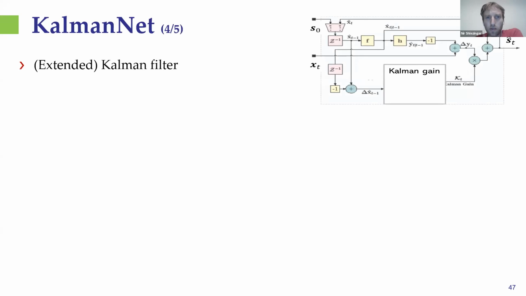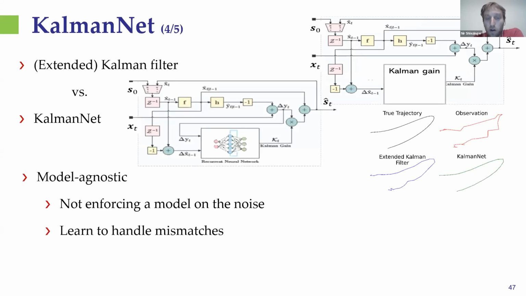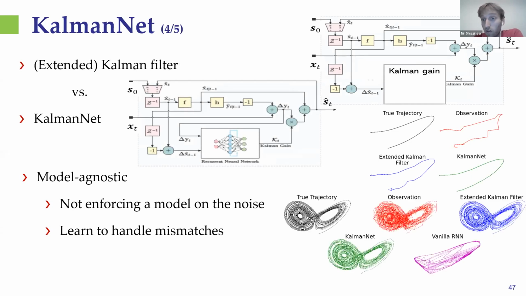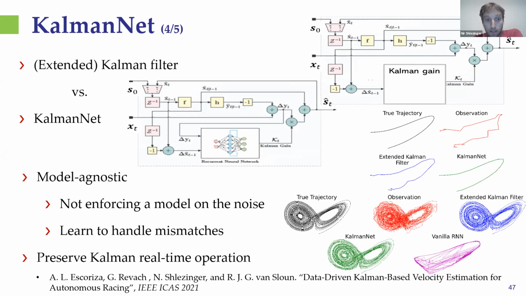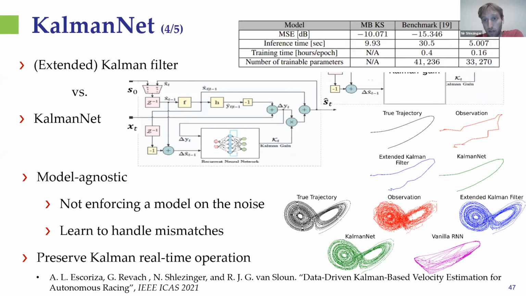Now, why is it so good? If you're comparing, let's say, the extended Kalman filter to the KalmanNet, we know that the latter is model agnostic. It does not require imposing any model of the noise, and it can learn from data to cope with mismatches. And it also preserves the real-time operation of the Kalman filter. But the gains are not only in performance. The fact that you preserve the operation of an algorithm you trust allows you to carry several more benefits.